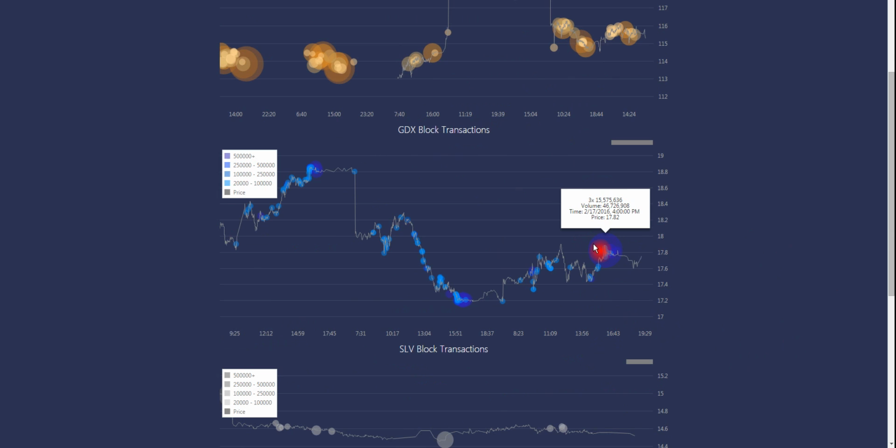Big block trade, huge actually, but you see what happens on GDX. You notice these huge trades on GDX at exactly 4 p.m. These are market on close orders.